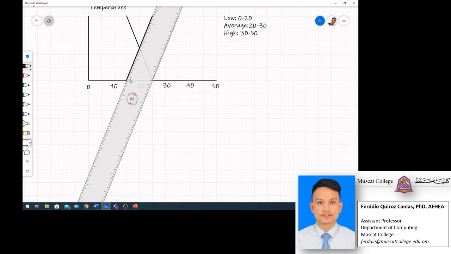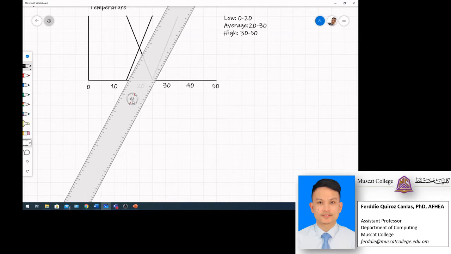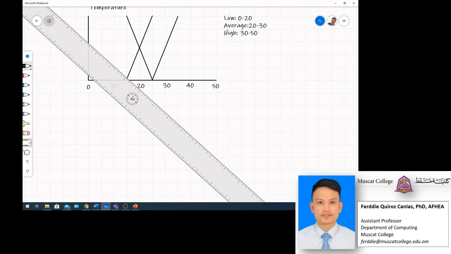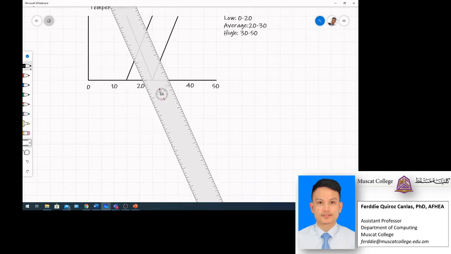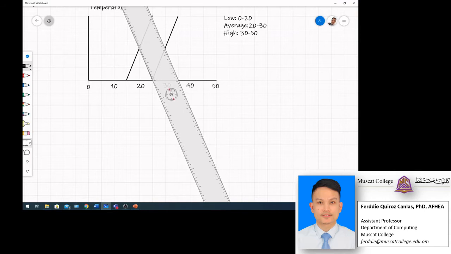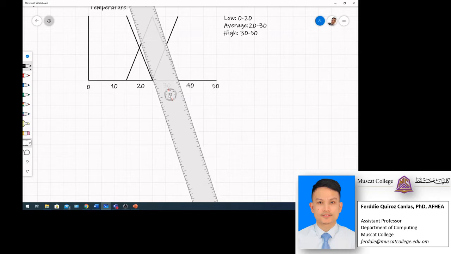Okay, so let's draw the other side of the triangle. It has to pass the same point, okay? The meeting points of the two. You remember the meeting points between this, which is 20. It has to pass by the 30 meeting point. Okay? So draw it. This is how you do it, my friends.